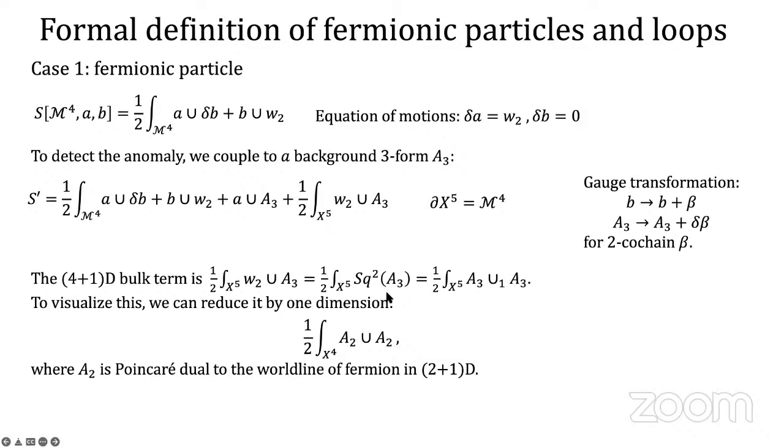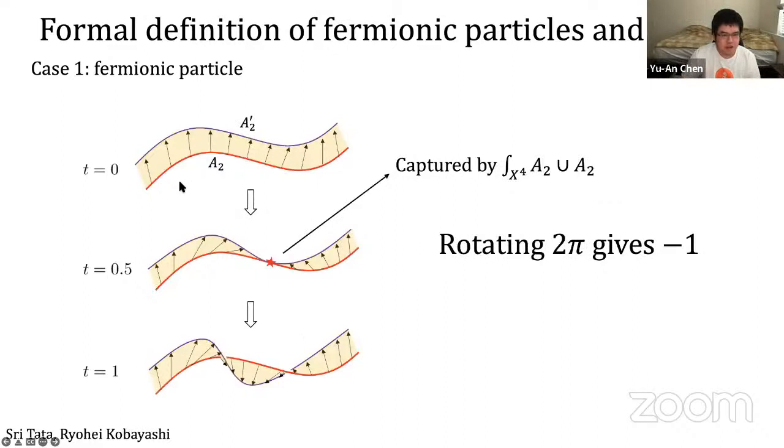Yeah, thank you. So here A2 is the point correlation due to the wall line. We can think of A2 as just some wall line corresponding to the wall line of some fermion. Here the red one is the fermion and the purple one is the framing. So we just call it A2 prime.